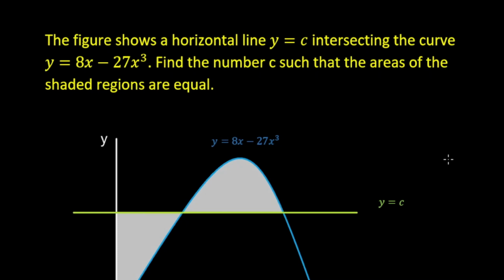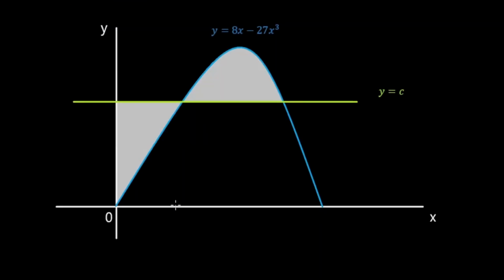Let's solve this question here. Here's the question. You are given a cubic function here, y equals ax minus 27x cubed. And then there's a horizontal line intersecting this curve here at the value of c. And the function of this horizontal line is y equals c, and c is a constant.